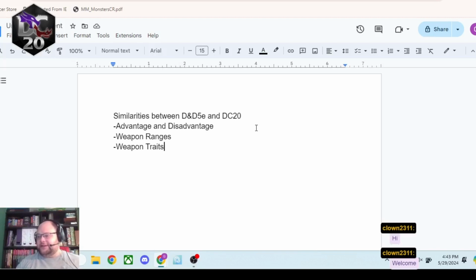So in Pathfinder, versatile means the damage type is versatile. In D&D and DC20, versatile means that you can swing the weapon one-handed or two-handed. So it's how you attack with it, one-handed or two-handed, versus what kind of damage you want to deal. That is the difference between Pathfinder 2nd Edition and the other two. But I believe that other traits like heavy, light, finesse.